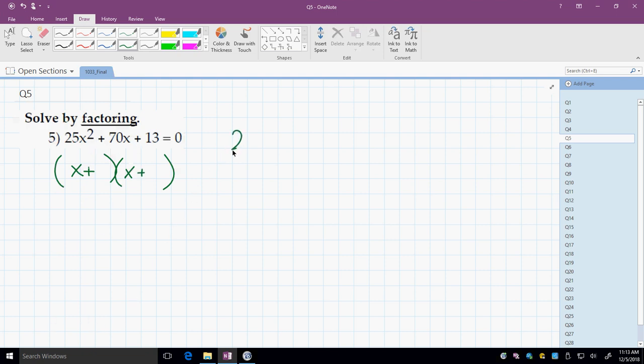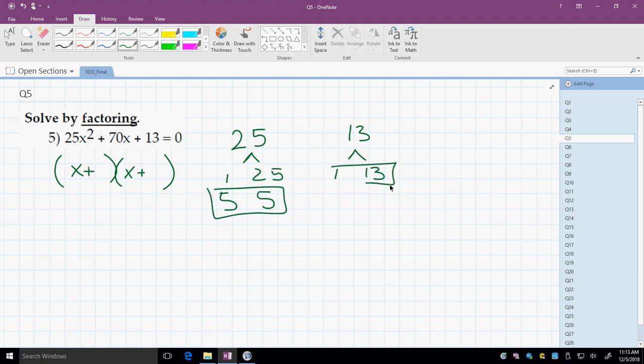Now here I have more factors. So it's going to be 1 and 25. 2, it's going to be 5 and 5. And then I have 13, which is a prime number. That's the only 2 factors for 13. Since I don't have that many choices for the factors of these 2 numbers, I'm gonna go straight forward and factor with trial and error.